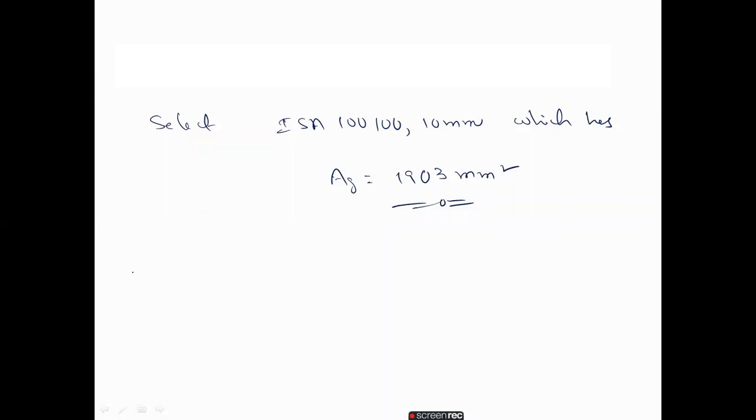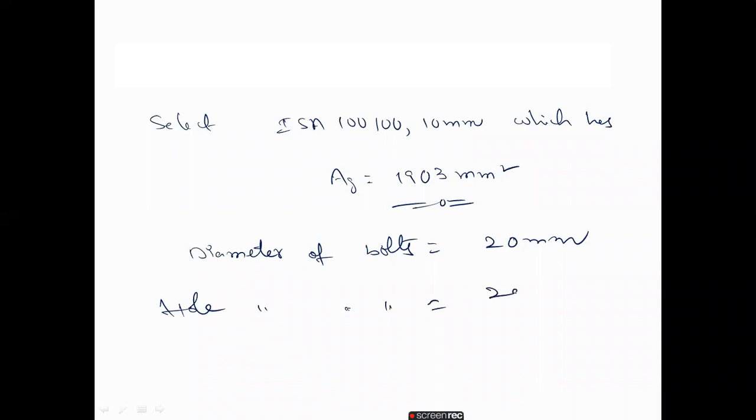Now let us assume the bolt diameter equal to 20 mm. So what happens to the hole diameter of the bolt? It is nothing but 20 plus 2, you will get 22 mm. It is from the IS 800 2007 code book, Table number 5. Okay. So now we have to calculate for the first condition.